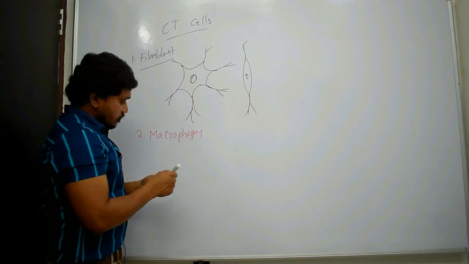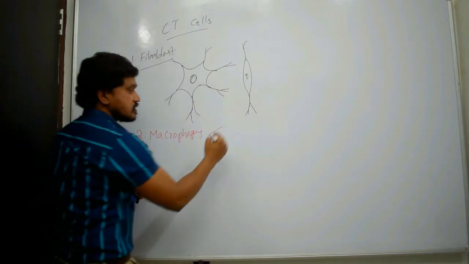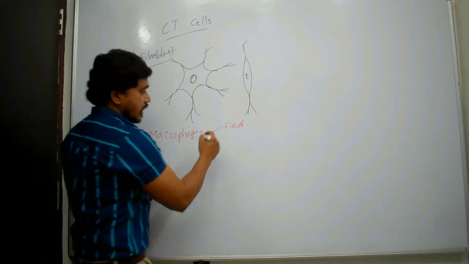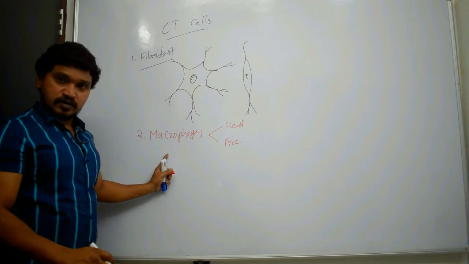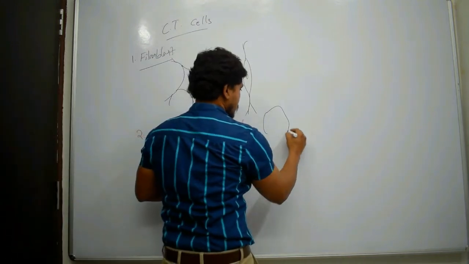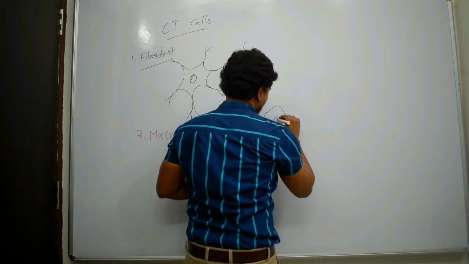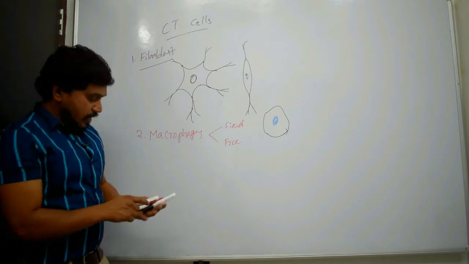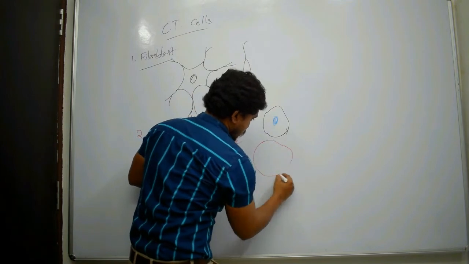Macrophages. If you take the structure of macrophage, there are two types actually. One is fixed or resting macrophages and another type are free or wandering macrophages. Fixed macrophages are irregular in shape and contain a rounded nucleus, and the cytoplasm is darkly stained.